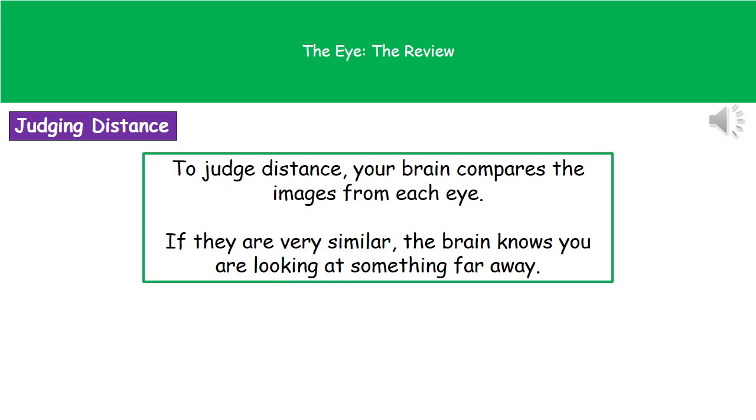In order to actually judge how far something is, and in order to judge the distance, then what our brain actually does is it compares the image it gets from each eye.